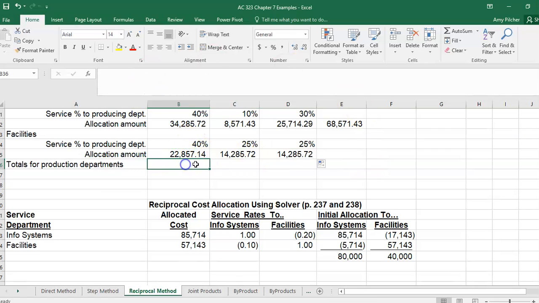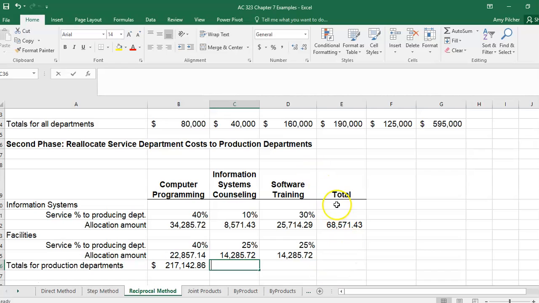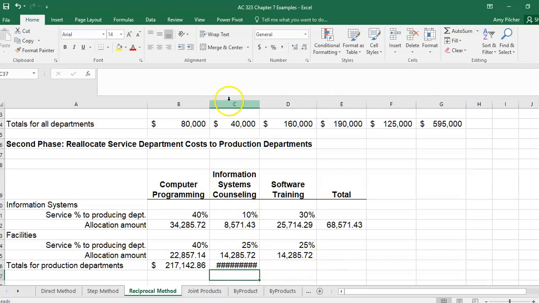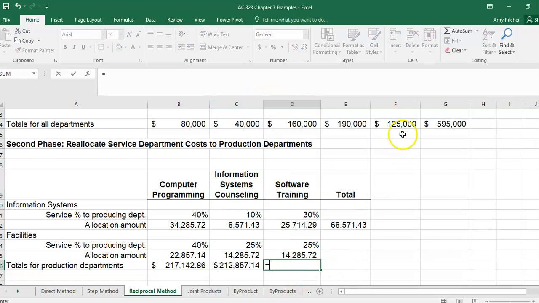So our totals for departments are the same. We take the 160 plus 34,000 plus 22,000. For information systems, 190,000 plus its allocation from information systems and its allocation from facilities. And for our software systems, it's 125 plus our allocation from information systems and our allocation from facilities.